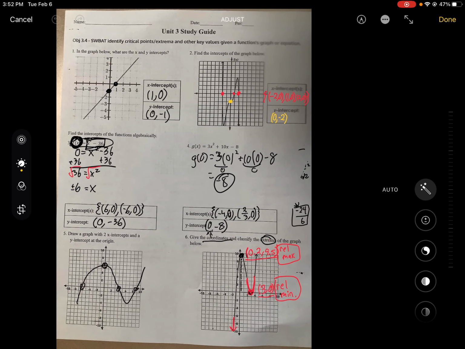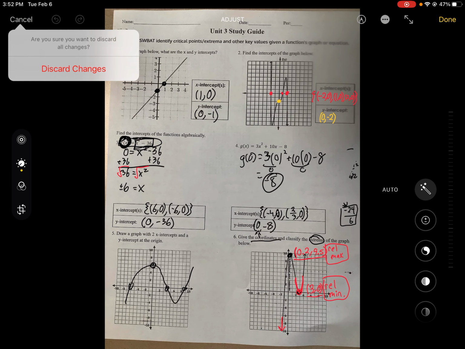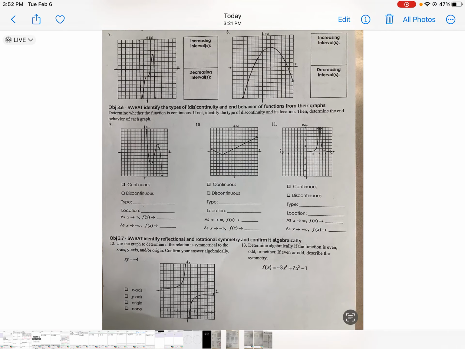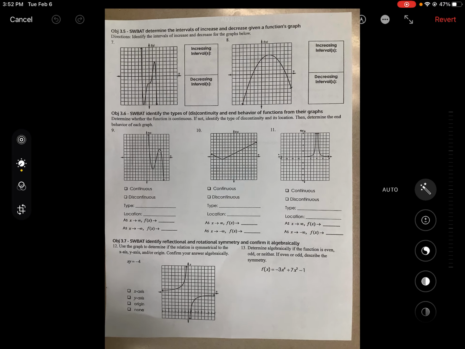All right, we're done with that one. Let's go to the other page. Put this in markup, and then you can see me do numbers 7 through 13.